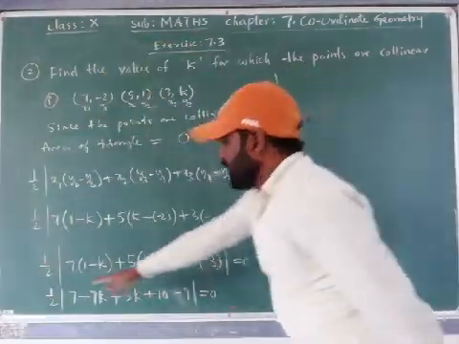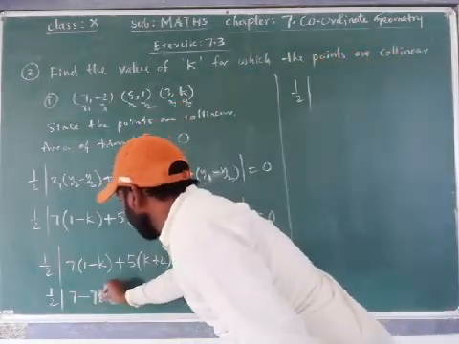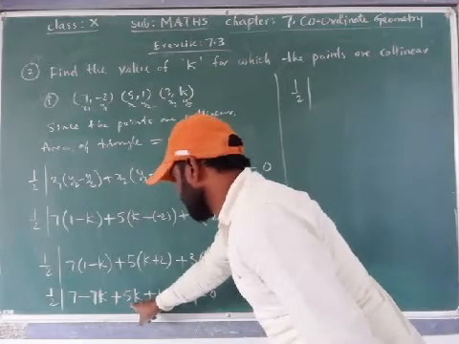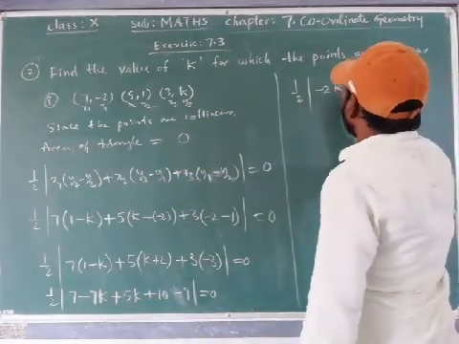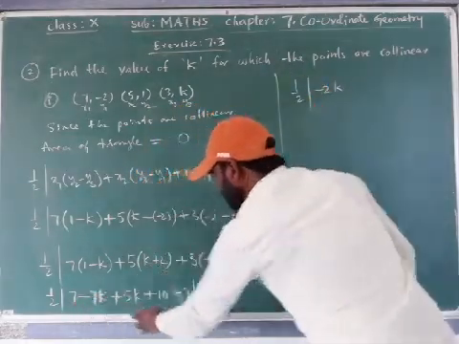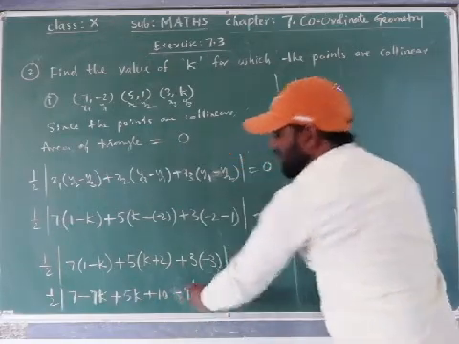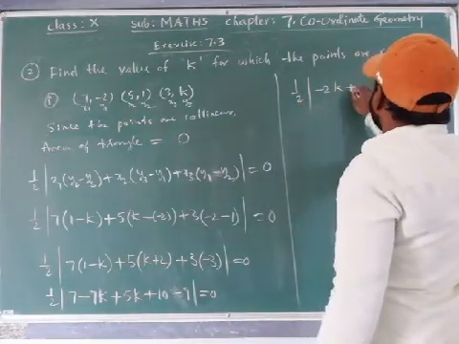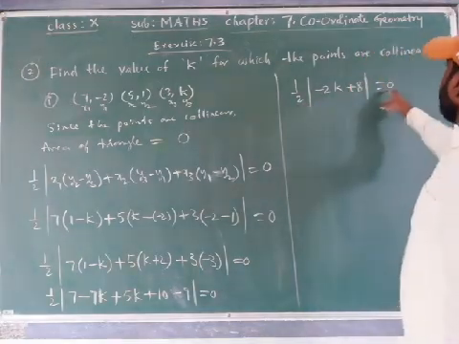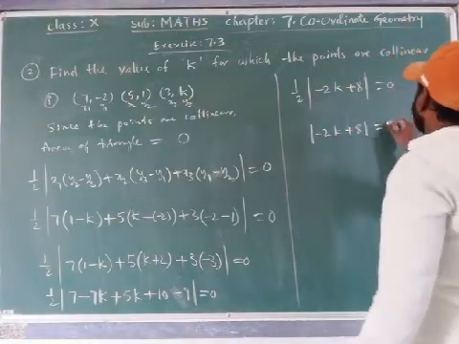Then again, 1 by 2 in the modulus. See all the constant and k terms. First the k terms: minus 7k plus 5k is minus 2k. The remaining numbers: 7 plus 10 is 17, 17 minus 9 is 8. So minus 2k plus 8 is equal to 0. As this 1 by 2 goes to that side, it will become 0. So the absolute value of minus 2k plus 8 is equal to how much now?